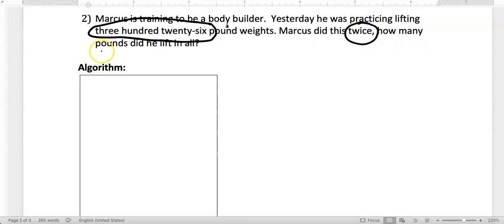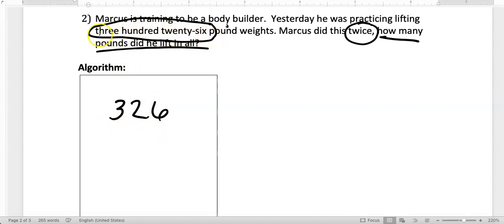How many pounds did he lift in all? This is my question, and this is what I need to find out. How many pounds did he lift in all? Setting up the algorithm, I no longer have that place value chart, so my regrouping is going to happen right in using the algorithm, right in my problem over here. If I have 326 and the number 2, which represents the word twice, 326 is a larger number, so I'm going to put that at the top. 326, making sure my digits go in the correct place. It is not 320, it is not 362.